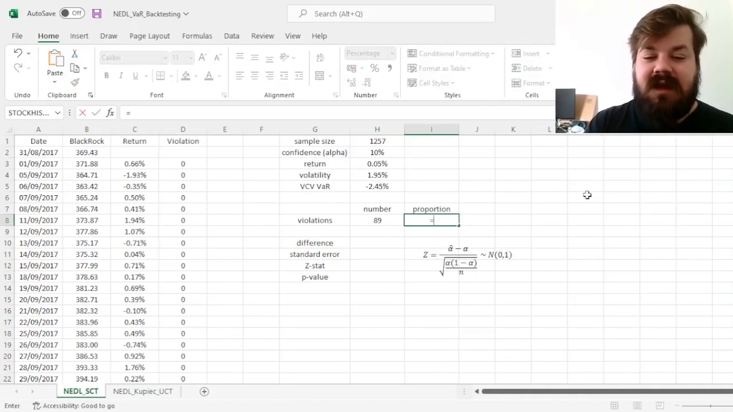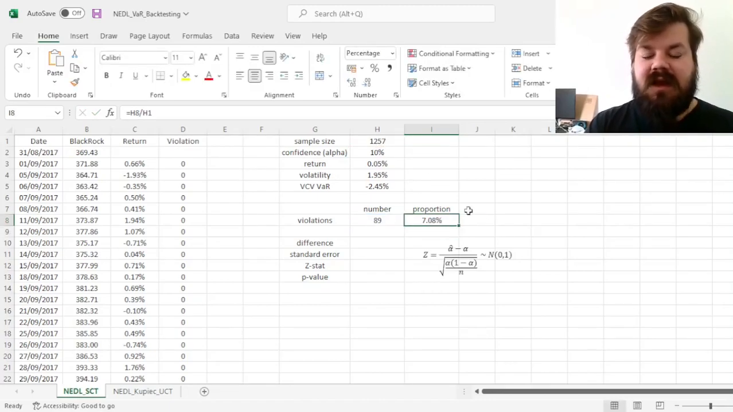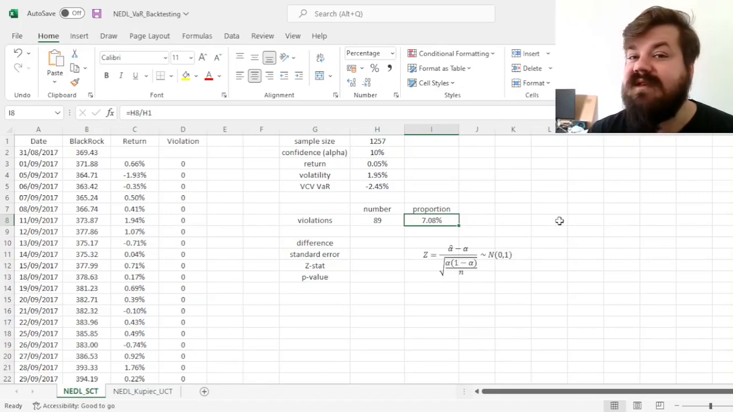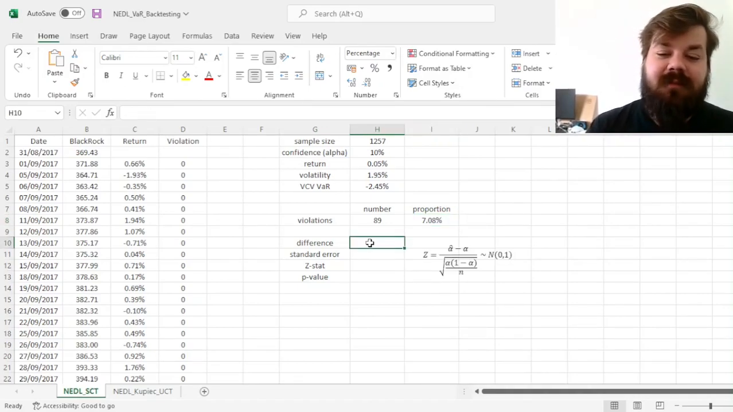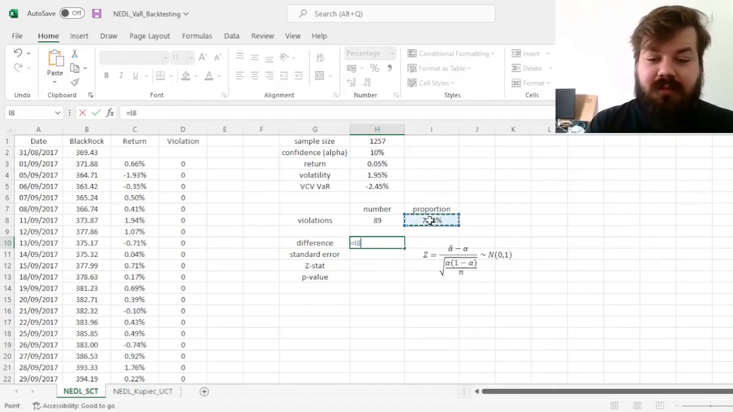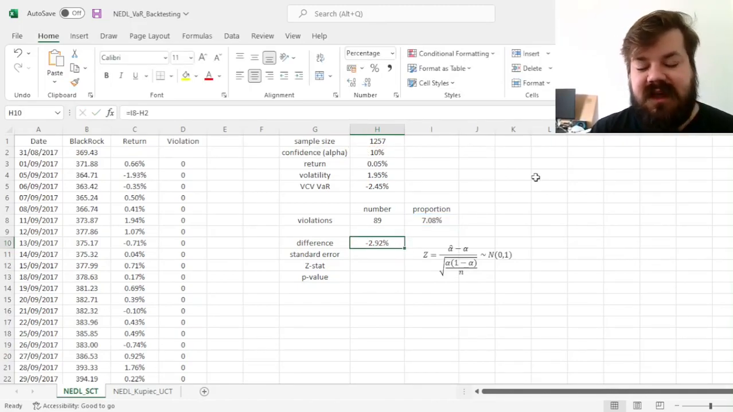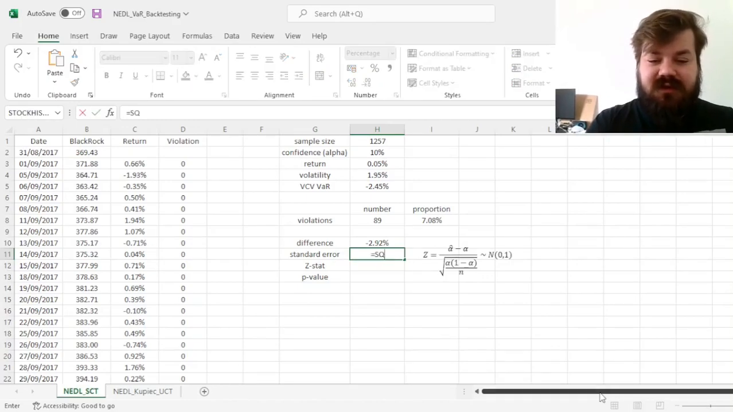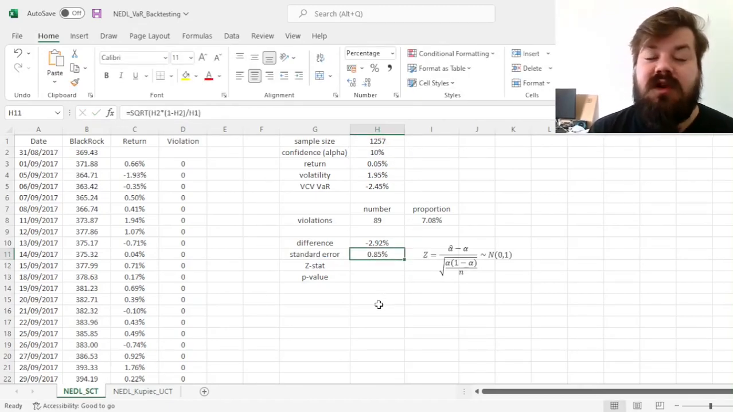So here, we need to evaluate the proportion of violations that we've got from our data, which is violations over the sample size, and we can see that despite expecting 10% of violations, we only got 7% of violations. And now the hero of today, the proportion difference z-test, comes into play. So the difference is just our proportion that we've got here minus the proportion that we were expecting, so 10%. So we see that our empirical proportion is almost 3 percentage points lower than the expected proportion. The standard error can be quite easily estimated using the square root of the expected proportion alpha times 1 minus expected proportion alpha over the sample size, so 1257. That gives us a standard error of 0.85%.